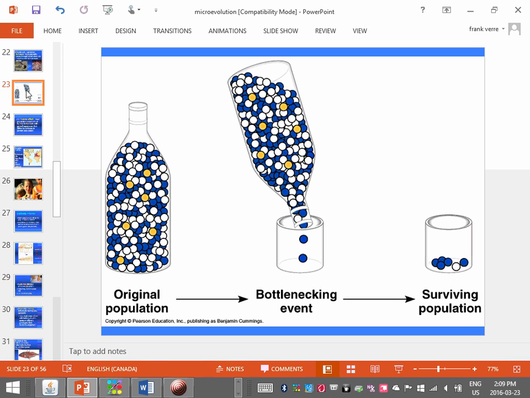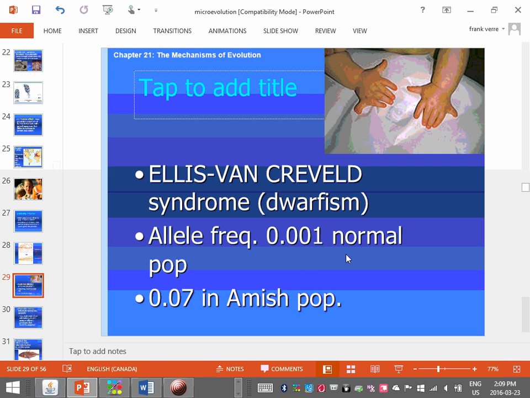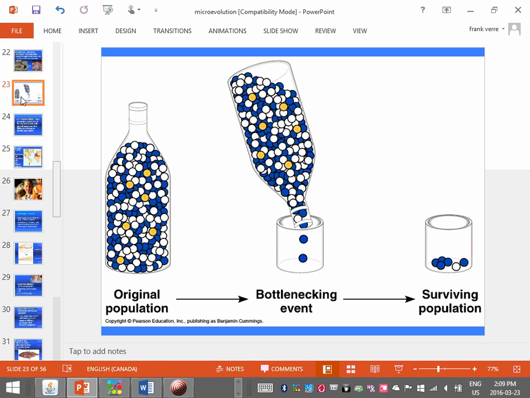So how would you explain it using this model? Because the Amish population would have come from an original group, right? So how would you explain it using this? So let's imagine that, what color then would represent that syndrome? Yellow. It would be yellow, because the allele for that Ellis-Van Creveld syndrome is very rare, right? What is it? It was 0.001. So it's very rare. So we could say that it's the yellow allele, right?